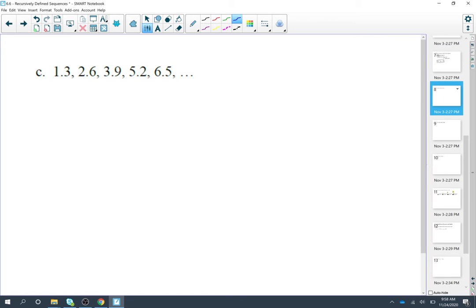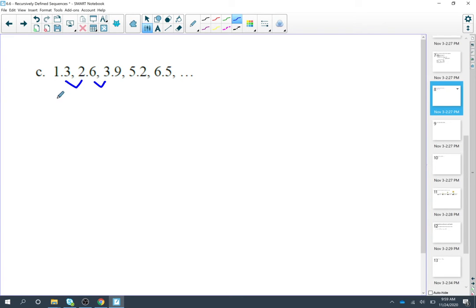Letter C. Okay, first things first, we have to find the pattern. So 1.3 to 2.6, I want to say you multiply by 2. 1.3 times 2 is 2.6, but now I have to try that again. 2.6 times 2 is 5.2, so timesing by 2 doesn't work.